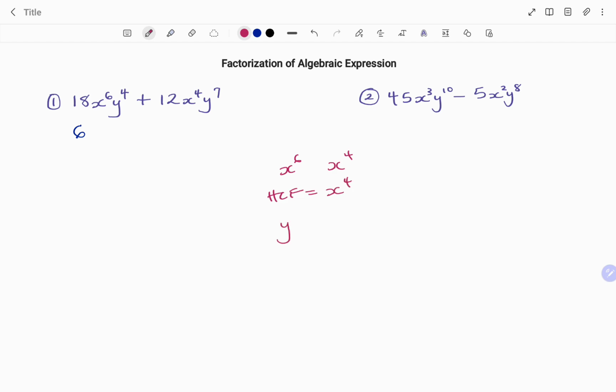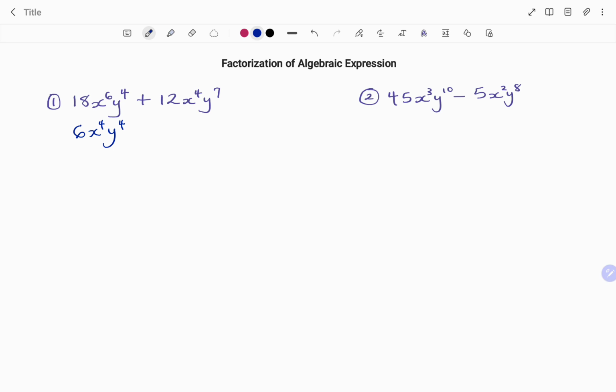Another example, if I have y to the power 3 and y to the power 8. To find the highest common factor, like I said earlier, it's the variable that has the smallest exponent, that is, if the bases are the same. So y to the power 3 will be my highest common factor. So going back to my question, the highest common factor for x^6 and x^4, as shown in the two terms, will be x to the power 4. And for y^4, y^7, it's going to be y to the power 4, because that's the variable with the lowest exponent. Now, I'm going to break down into factors the two terms.